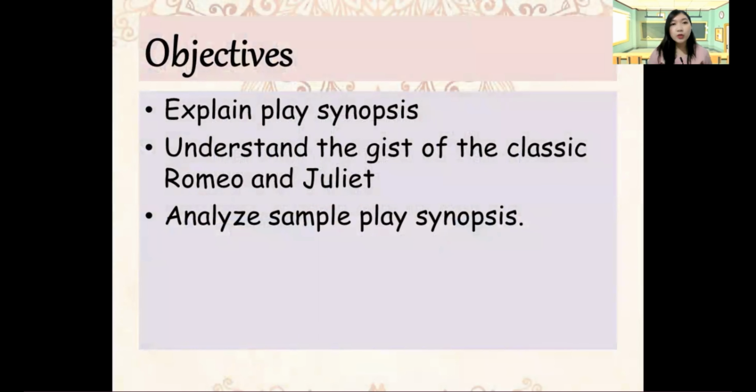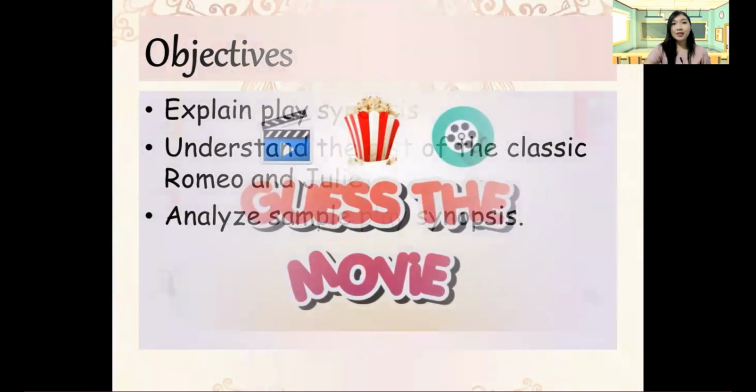So here are the objectives of our lesson. First is to explain play synopsis. The second is for you to understand the gist of the classic Romeo and Juliet. And finally is to analyze sample play synopsis. Are you ready? All right, let's begin.